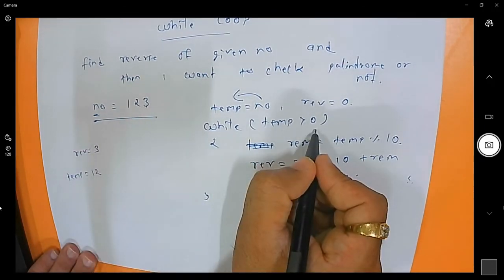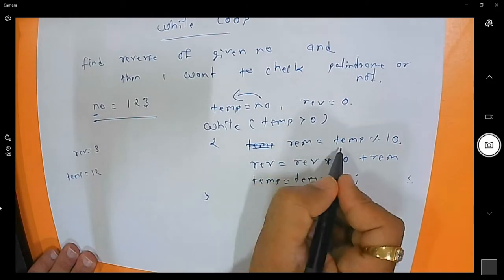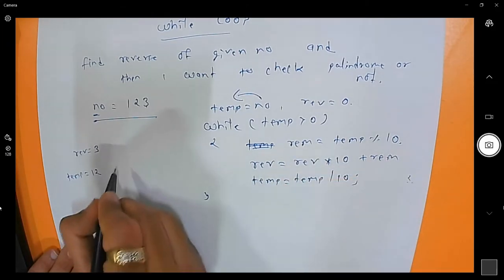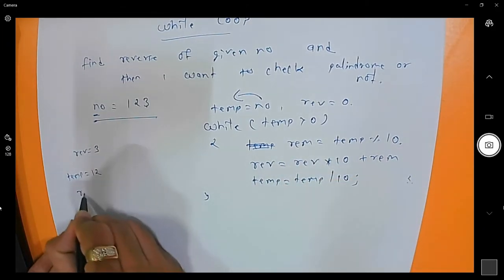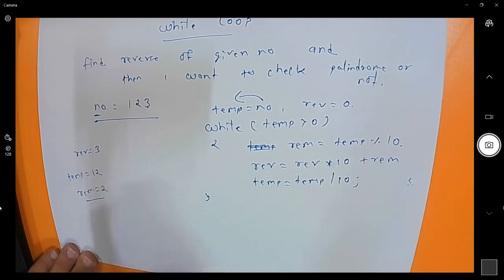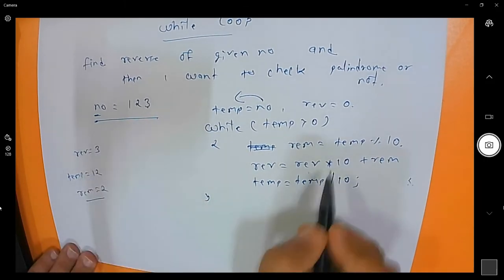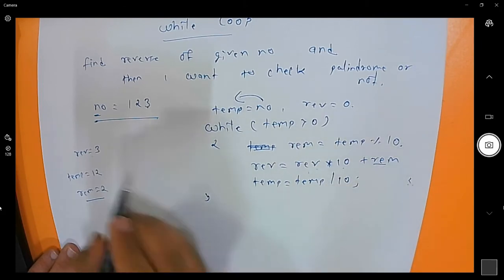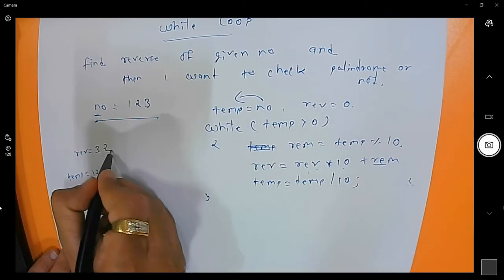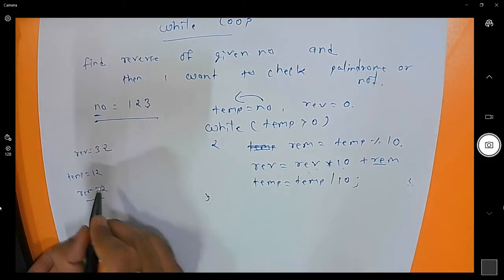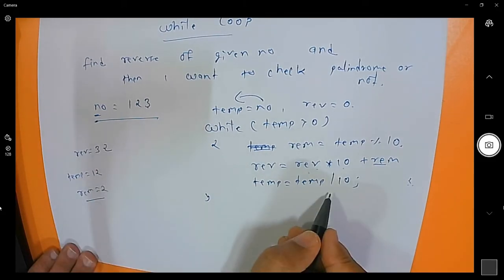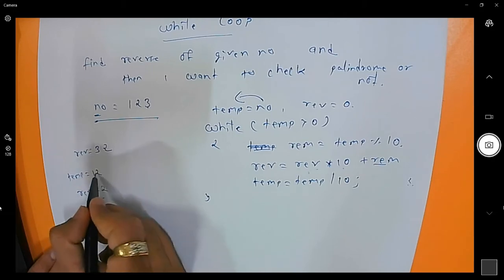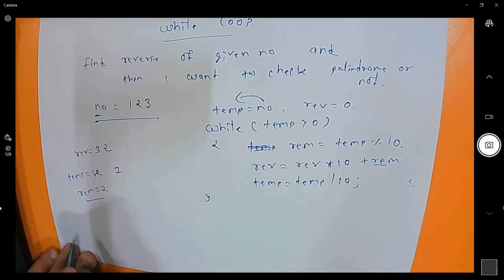Is 12 greater than 0? Yes. So remainder is equal to temp modulo 10. So now my remainder will be 2. Reverse has the value 3. 3 into 10 is 30 plus remainder, so my reverse will now be 32. And temp is equal to temp divided by 10, so temp will now be 1.